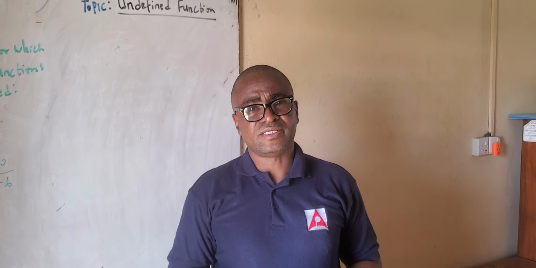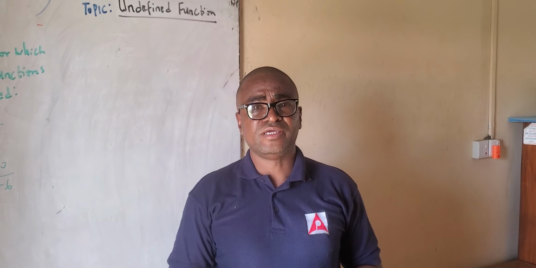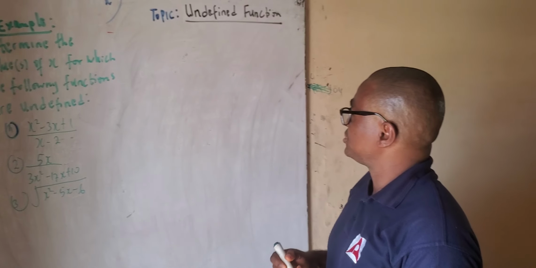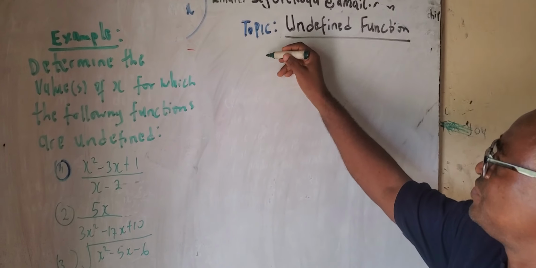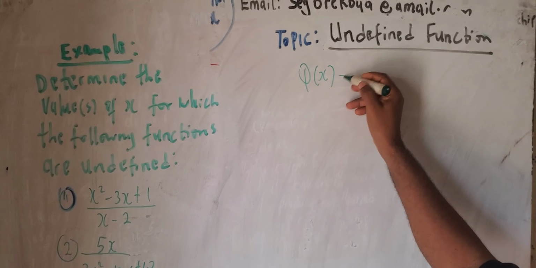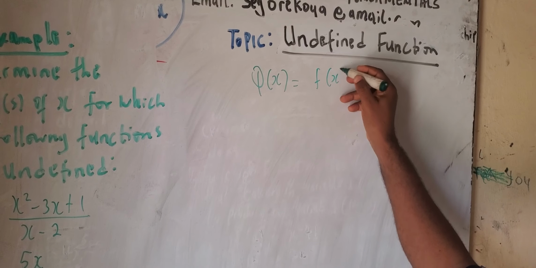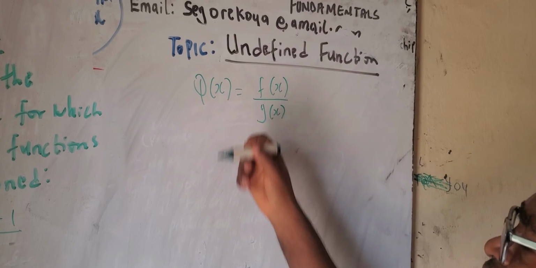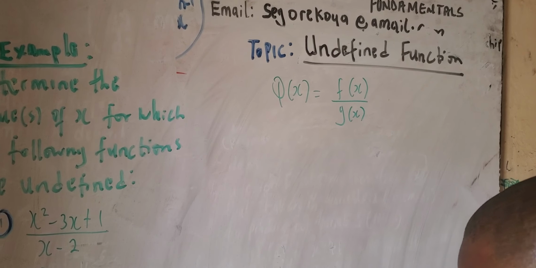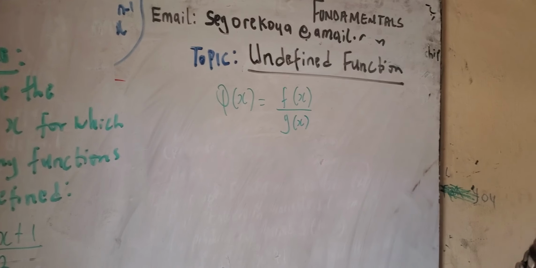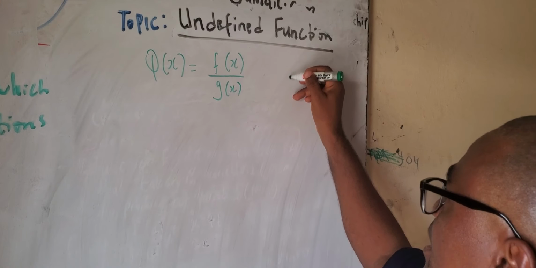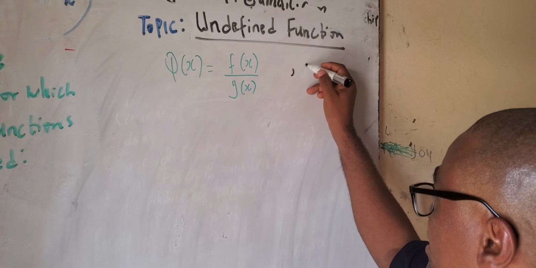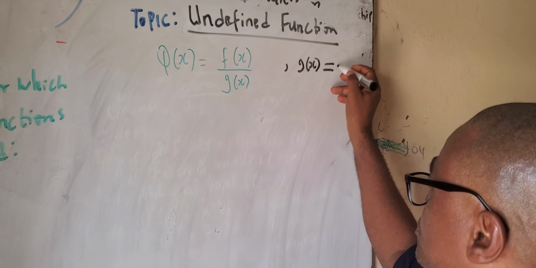Today, we are taking a topic under mathematics, and that topic is on undefined function. Now, what do we mean by undefined function? Let's say you have a rational function q of variable x defined as f of variable x divided by g of variable x. This particular function will become undefined. That means we cannot have an expression for it under the condition that g of x must never be equal to 0.